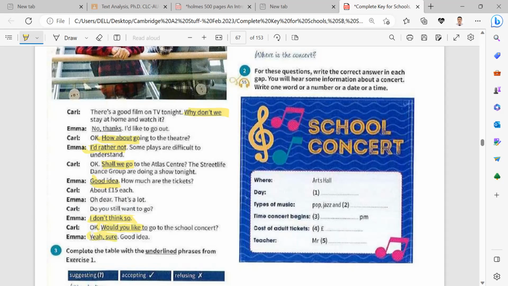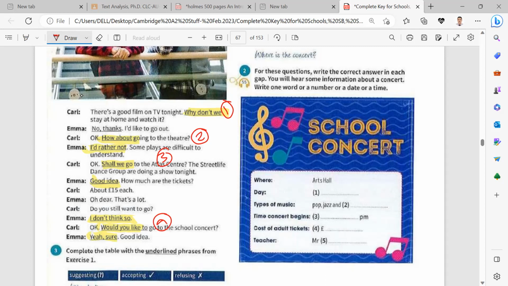So here, Sarah, as you see, to suggest, how many structures? Why don't we? Number one. The next one, how about, plus ing. Shall we? Number three. And would you like? So to suggest, Sarah, you have 4 different structures you can use.